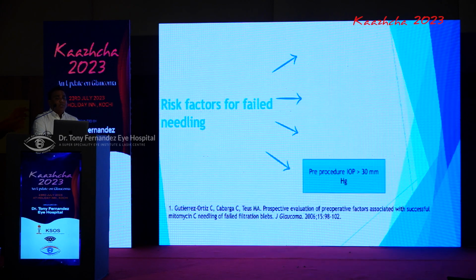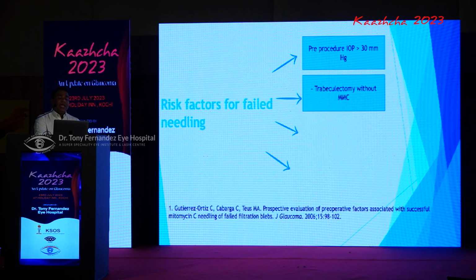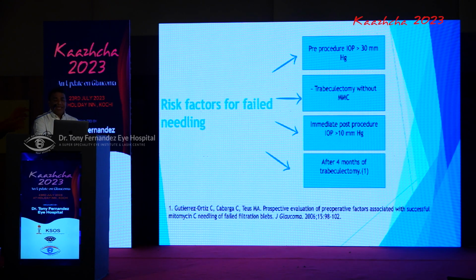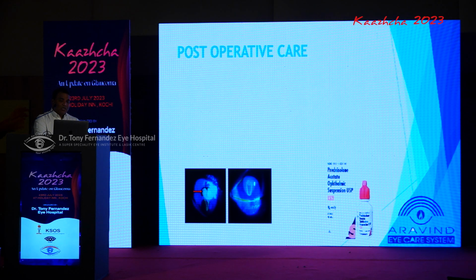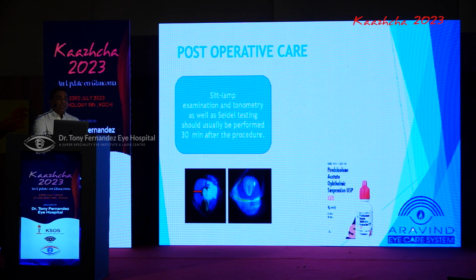The risks of failing bleb needling are IOP more than 30 mmHg, trabeculectomy done without mitomycin C, immediate high IOP, and needling done after a long time. For post-operative care, always give a good amount of steroid, and atropine has to be applied because they tend to have a shallow AC and malignant glaucoma. In pseudophakic patients I use homide, and in phakic patients I use atropine. This has to be given.